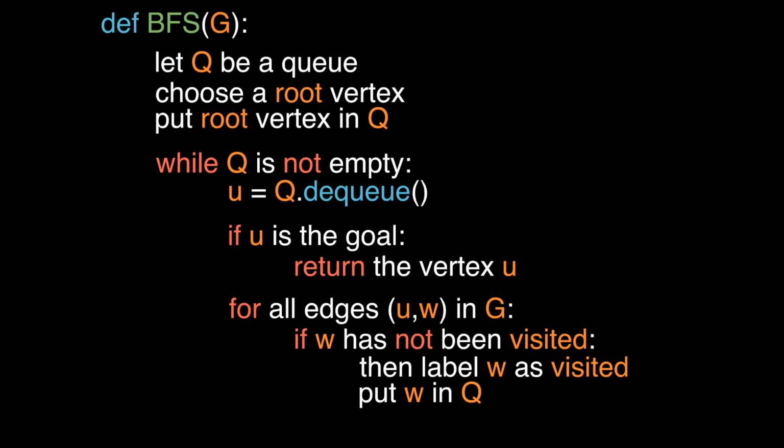If we make it through the entirety of this while loop, meaning that the queue actually emptied itself, then we can safely say that the vertex we were looking for was not actually in our graph, so we can just return something like goal not found. This is the end of the pseudocode.